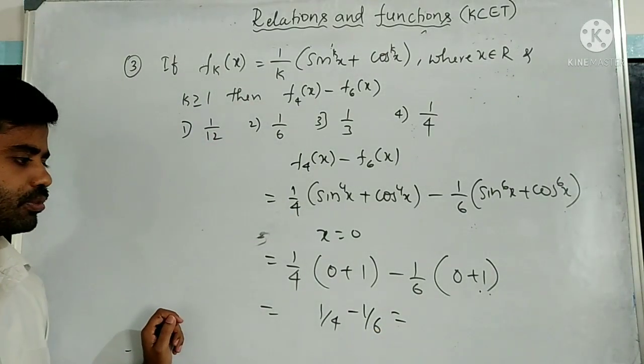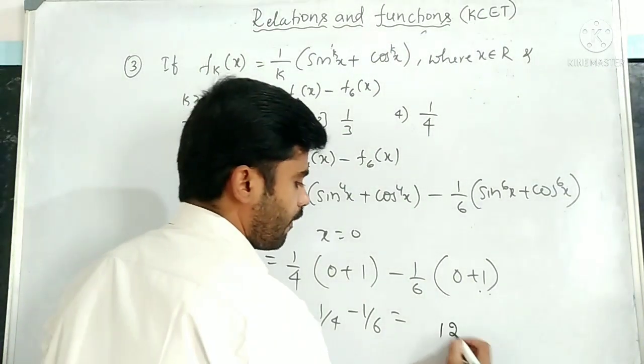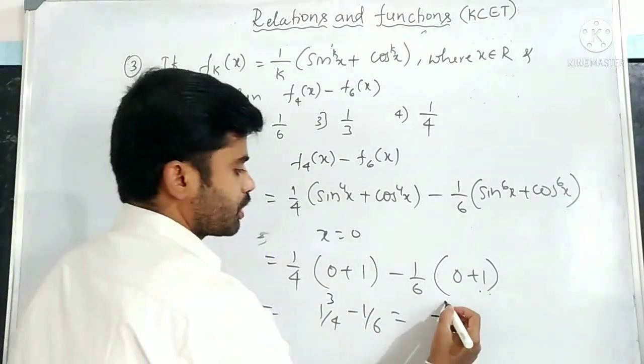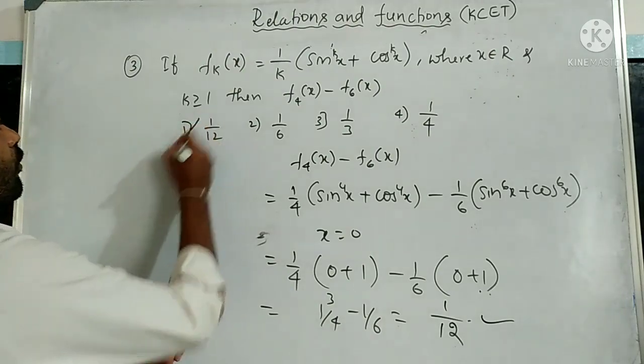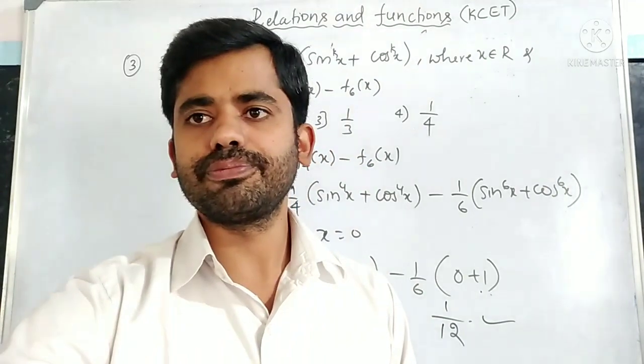If we take an LCM, what is the LCM? The LCM is 12. 12 means 3 and 2, so 3 minus 2 is 1. 1 by 12 is the answer. That is 1 by 12, the first option. Now let me move on to the next one.